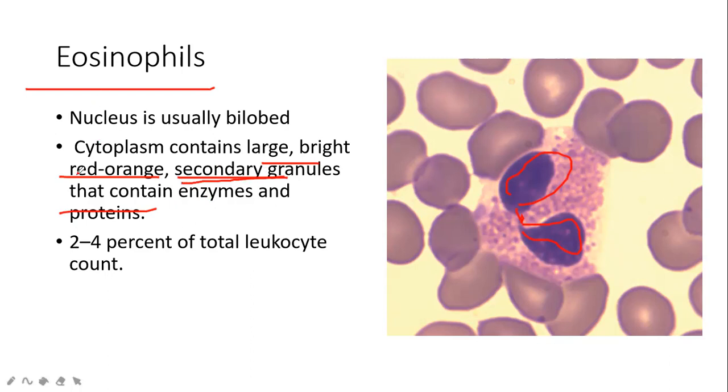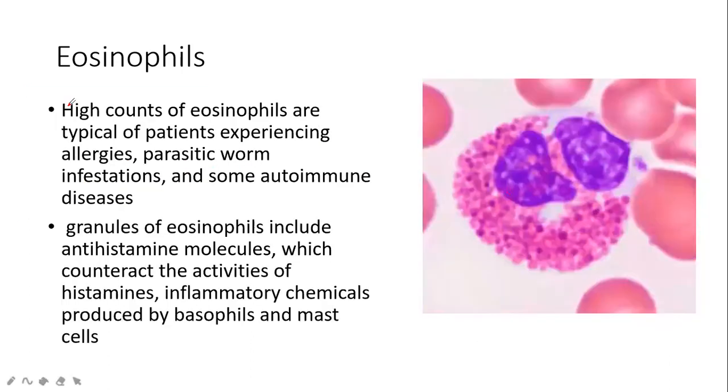Around 2 to 4% of the total leukocyte count is eosinophils. High numbers of eosinophils are typical in patients with allergies, parasitic worm infection or infestation, and sometimes autoimmune diseases. The granules of eosinophils contain antihistamine molecules which counteract the activity of histamines. These histamines are inflammatory chemicals produced by your basophils as well as your mast cells. Eosinophils are few in your body, but their activation must be regulated, and they have two mechanisms. The first activation of your eosinophils is to release the granules.